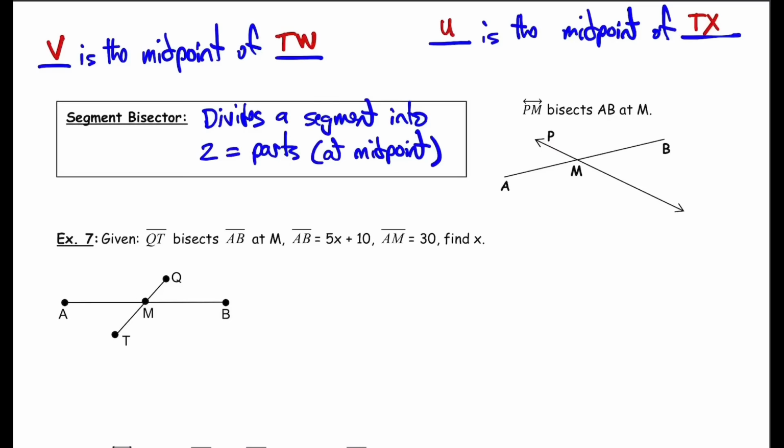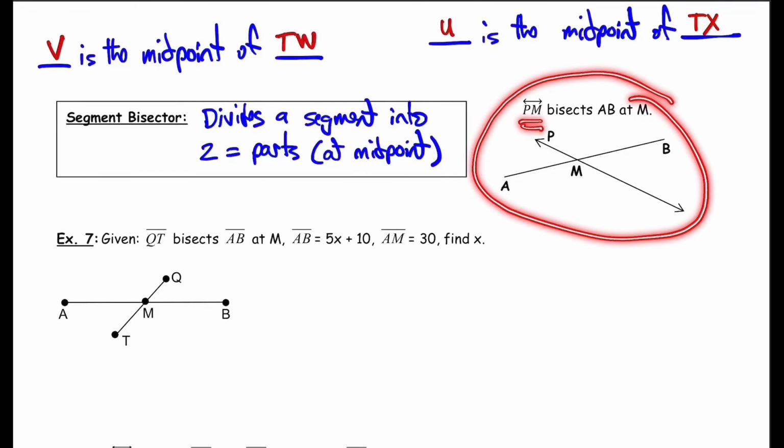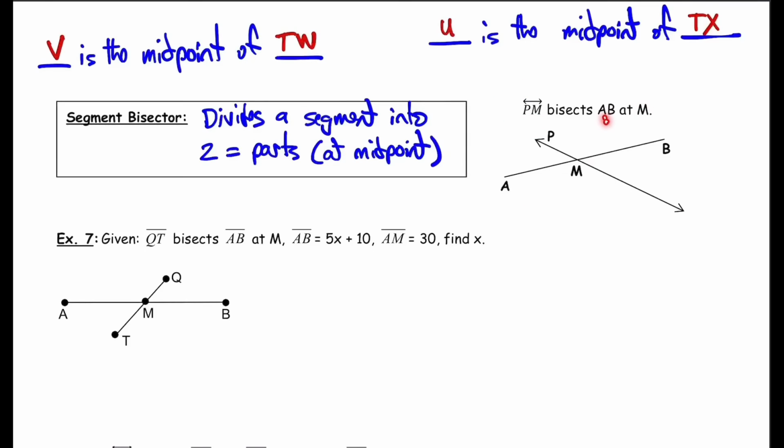Now if we take a look at this picture over here, and it says PM bisects AB at M. So PM here is a line. This isn't being bisected. It's doing the bisecting. So this piece here is equal to this piece here. I can say AM equals MB.